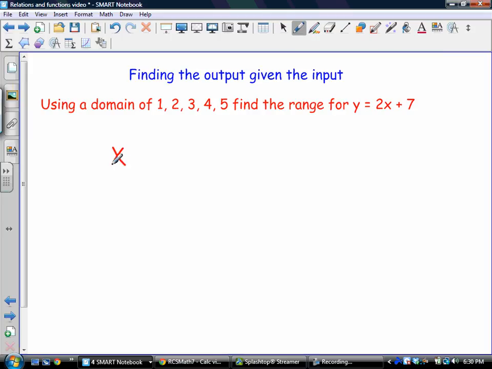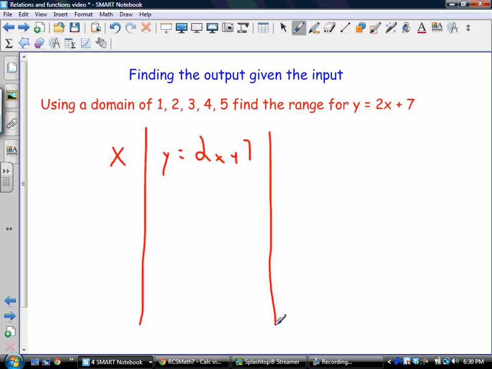You have 3 different columns. Your first column is for your x values. Your second column is for your function. And your last column is your outputs, or your y values. So this tells me my domain, my inputs, my x's are going to be 1, 2, 3, 4, and 5. What I'm trying to do is figure out, when I put those numbers in, what are my output values. So all I do is put them in and just simplify.